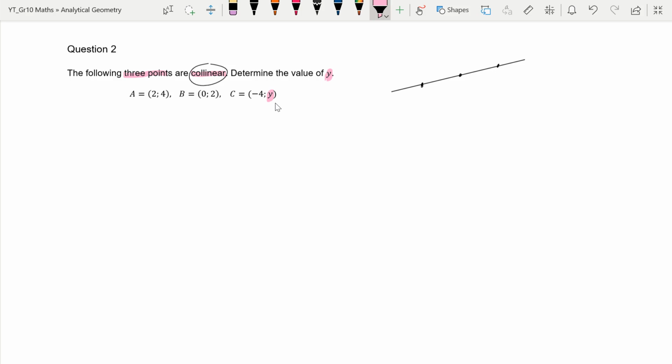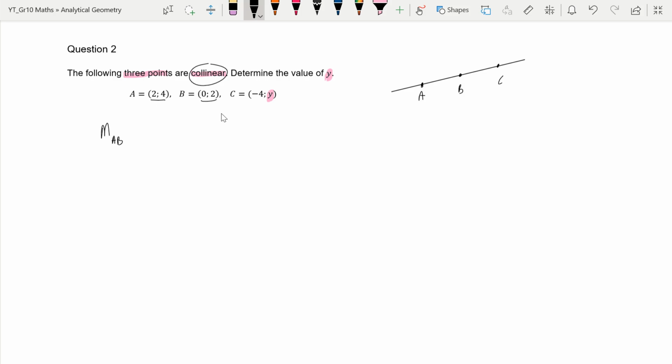Okay, so we've got some missing information there for coordinate C. So if A is there, B is there, and C is there, we've got some missing information for coordinate C. But since they tell us that the points are collinear, we know that the gradient between these different points will all be the same. Where's a good place to start? Well, we'll have to start by calculating the gradient between A and B, because there we've got all the information. We've got the whole coordinate of A and we've got the whole coordinate of B.